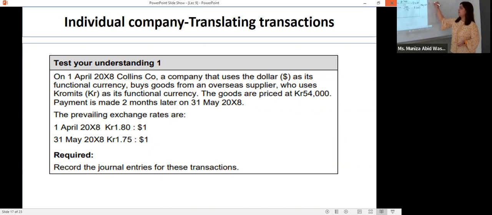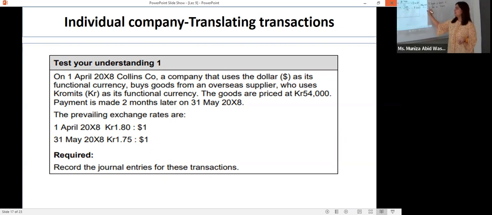This is the settlement transaction. At the time of the settlement, debit will be payables account and credit will be cash account. Cash has been paid. How much cash is being paid? 30,857. Now, is it a profit or is it a loss? It's a loss. You are paying more. The transaction was for $30,000, but you are now paying 30,857.